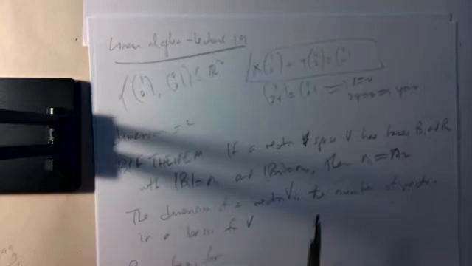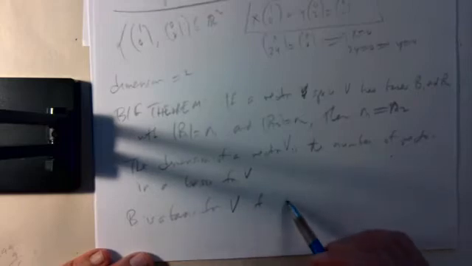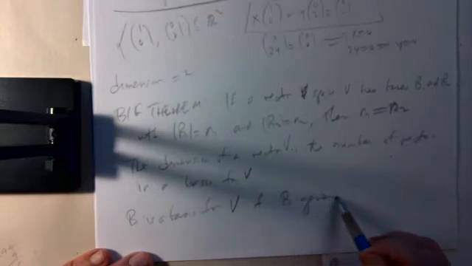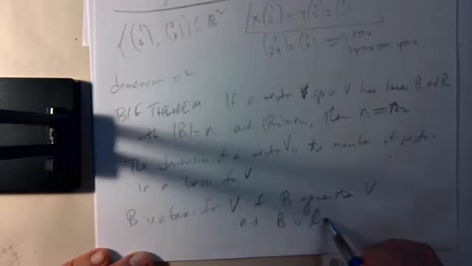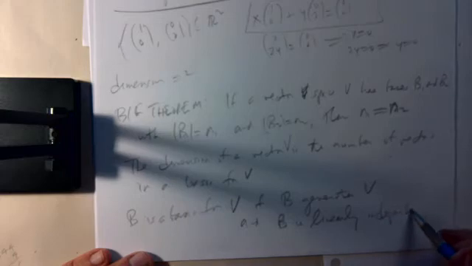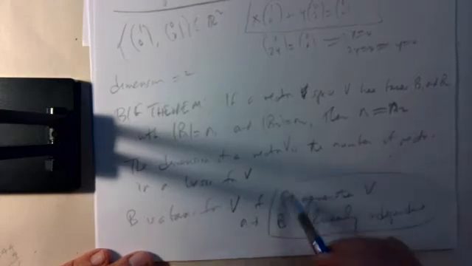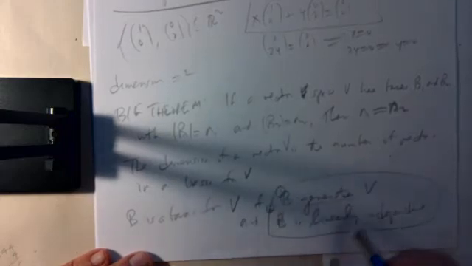And you remember, B is a basis for a vector space V, a set of vectors, if B generates V and B is linearly independent. So these are the key ideas about a vector space, the most fundamental ideas about a vector space.